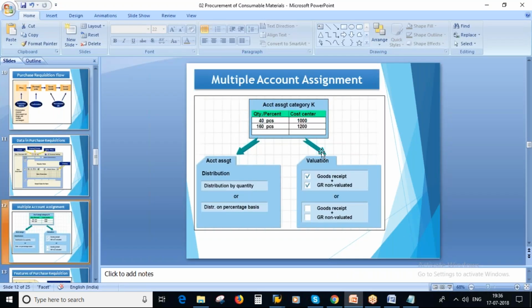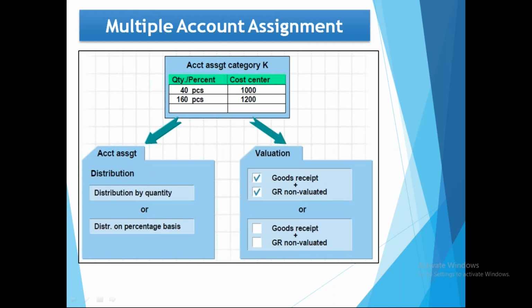Now sometimes it is also possible to post to multiple cost centers. As of now, we have entered only one cost center, but you can post to multiple cost centers. As the account assignment category is K, there is also an option of posting to multiple account assignments, with distribution based on quantity or based on percentage.